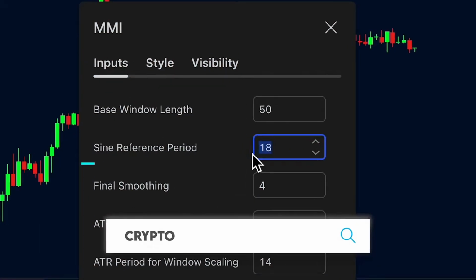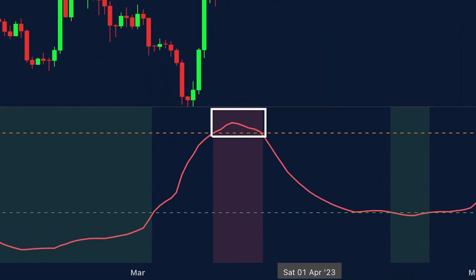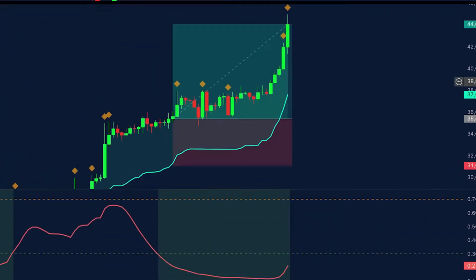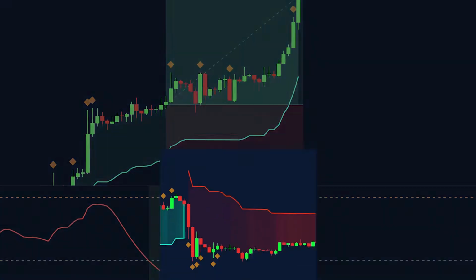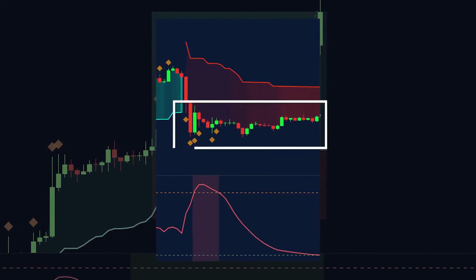For crypto markets, drop the period to 10 and increase smoothing to 5. Crypto manipulation happens faster, but with more noise, so you need responsive detection with heavy filtering. Also, watch out for manipulation spikes during low volume periods when whales can move markets easily.